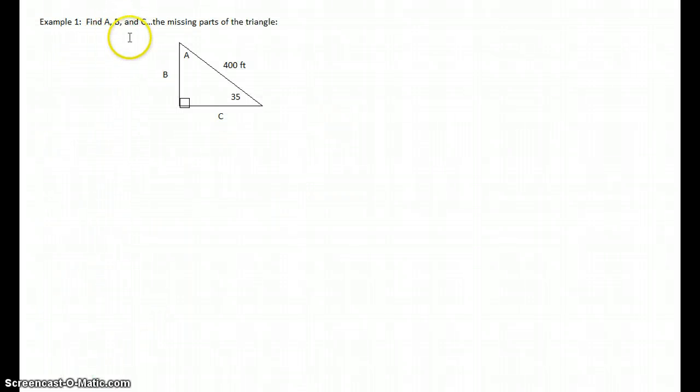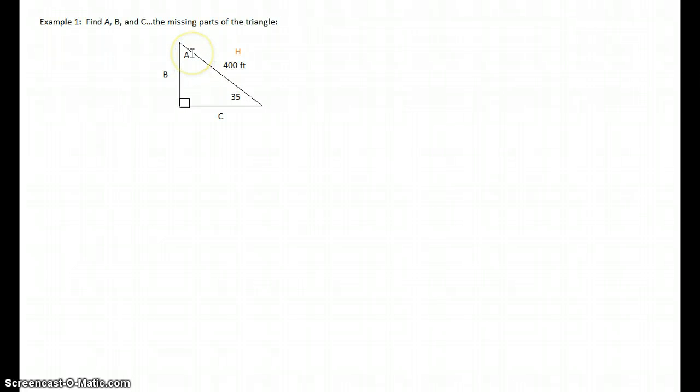Let's try example 1. In this example, we want to find A, B, and C, the missing parts of our triangle. We know that this is a 35 degree angle, and we know the hypotenuse is 400 feet. I'm going to go ahead and label my hypotenuse, just so that I'm aware. Actually, I take that back. I'm going to wait on the A and the O, but I do want to remember that that is the hypotenuse. I want to start by finding angle A.